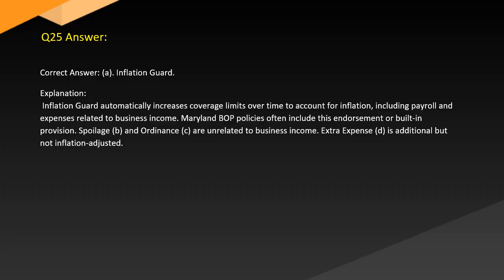Answer. Correct answer: A. Inflation guard. Explanation. Inflation guard automatically increases coverage limits over time to account for inflation, including payroll and expenses related to business income. Maryland BOP policies often include this endorsement or built-in provision. Spoilage, B, and ordinance or law, C, are unrelated to business income. Extra expense, D, is additional but not inflation adjusted.